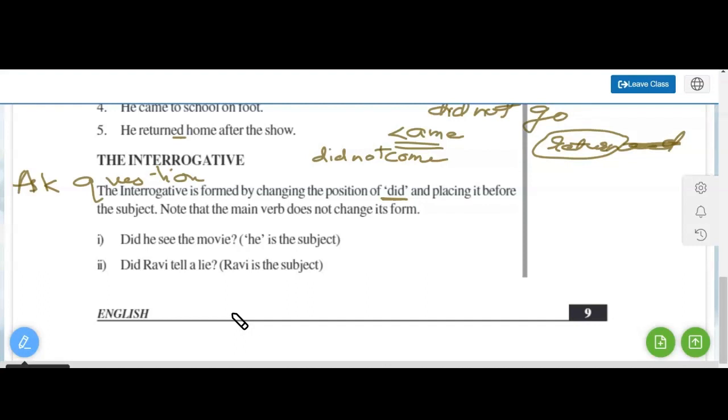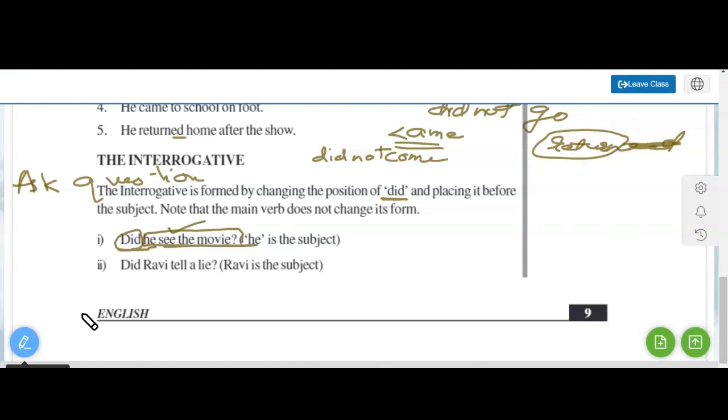Okay, first one is did he see the movie? This is the question. Okay, no, sorry, this is the interrogative sentence. Note that the main verb does not change its form. So the first thing should be did, then he see the movie. Okay, but it's using first form here.